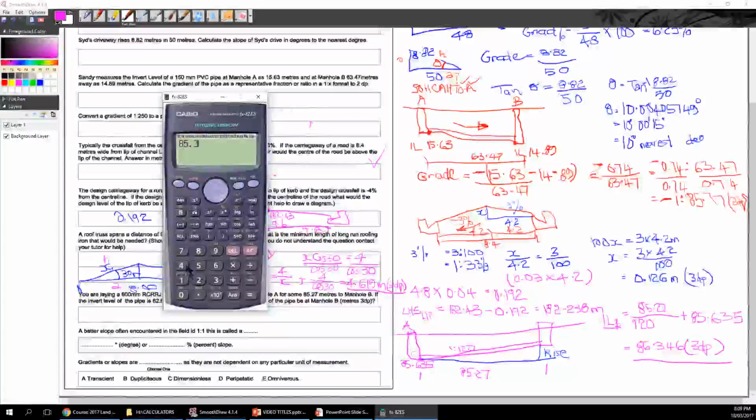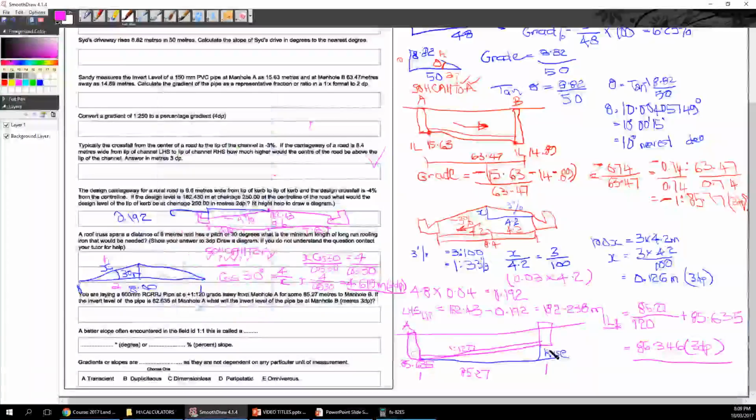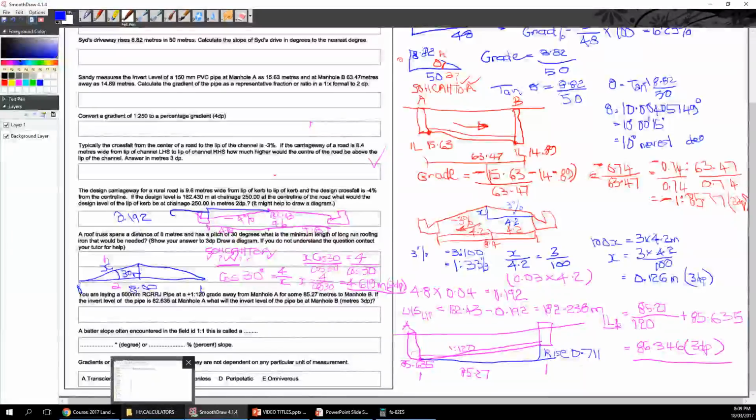85.27 divided by 120 equals 0.711. So I'll just put that in there in blue. 0.711. Okay, so that's the answer to that one.